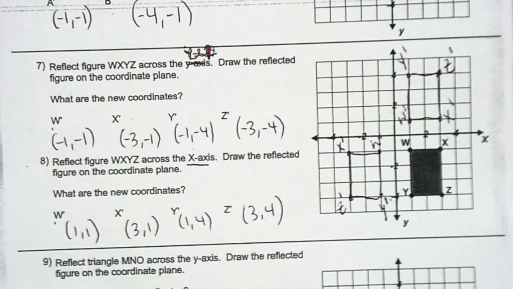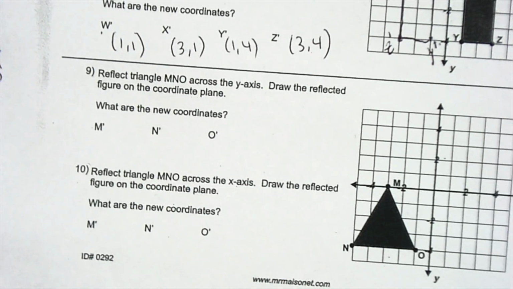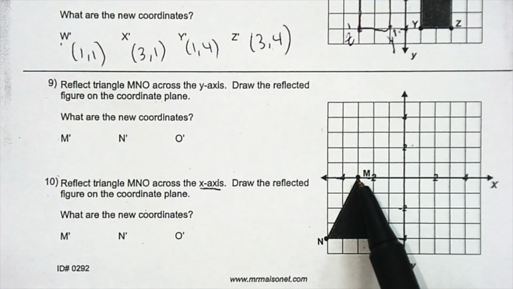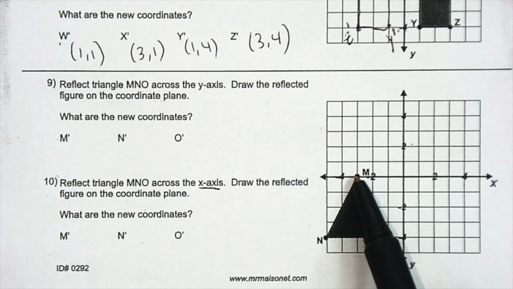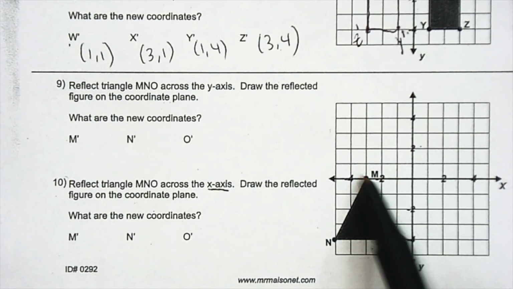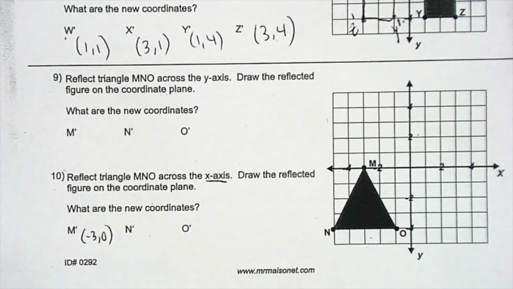So now you're going to go ahead and do number 9 on your own. Go ahead and reflect M, N, and O. I'm going to help you with M across the x-axis. So if you notice, M's already on the x-axis, so I don't have to go up or over. So M prime is actually going to be the exact same. So a negative 1, 2, 3, and 0. So that one is a little tricky because there's no counting. It just stays right on that line. So go ahead and finish up 9 and 10 and then work on the back.